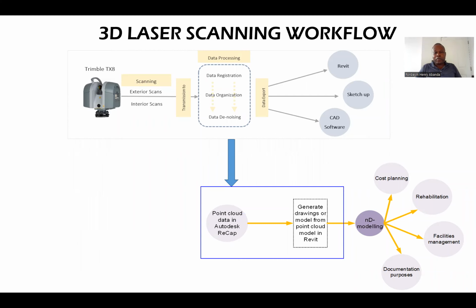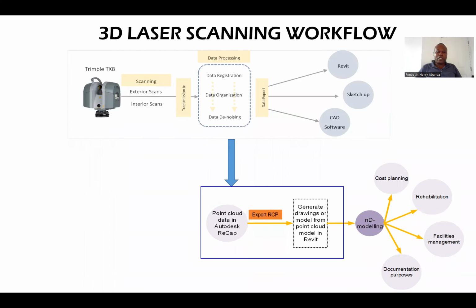So we're going to get our point cloud data from Autodesk Recap and then take it into Revit, then use it in Revit to develop a BIM model, and then based on that BIM model, it can be used for different applications, what I would generally call nD modeling. These applications could be cost plans, project programming, rehabilitation, facilities management, documentation purposes, even health and safety, all the kind of applications we think of in practice. We call that nD modeling.